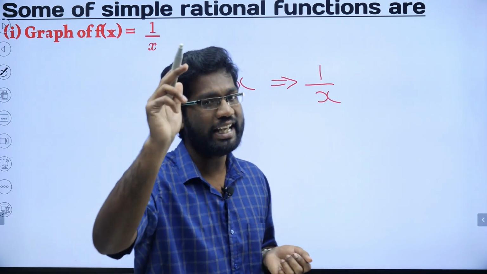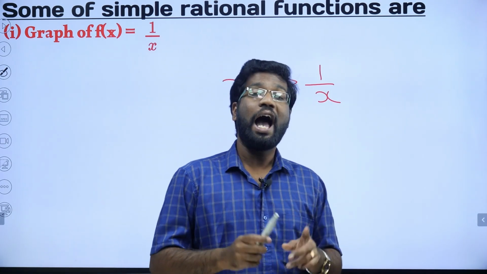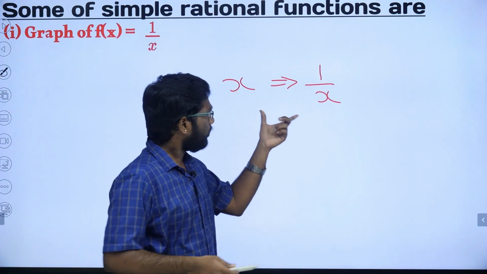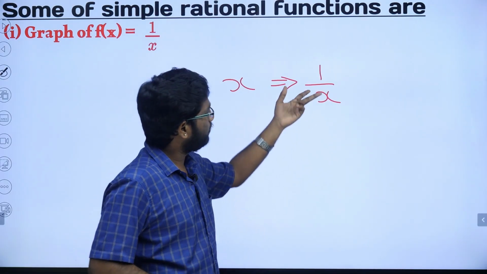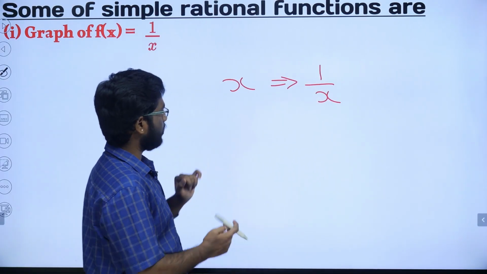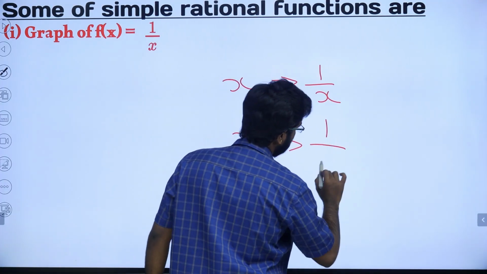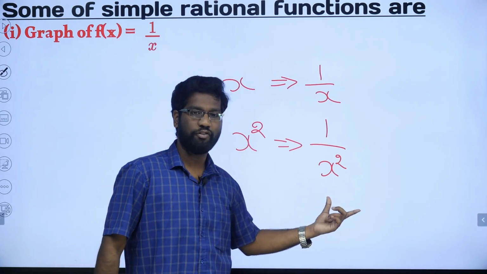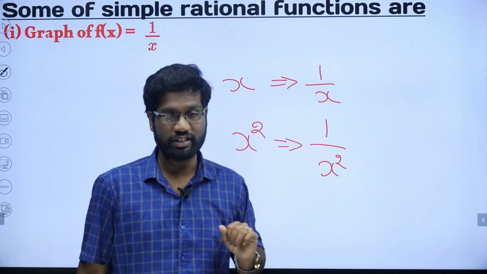If you have any kind of doubt, please ask me in the comment box. I'll explain it to you. I'll put one separate lecture for that also. Now x becomes 1 by x. So whatever the function, if I take the reciprocal of our polynomial, say x square, then it becomes 1 by x square. Then it is a rational function. Likewise, there are so many rational functions.